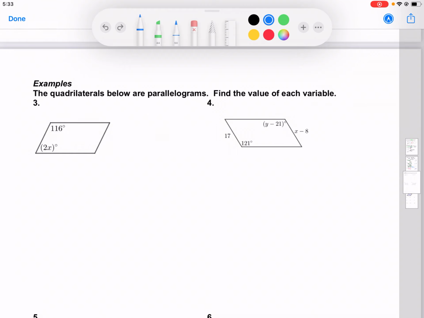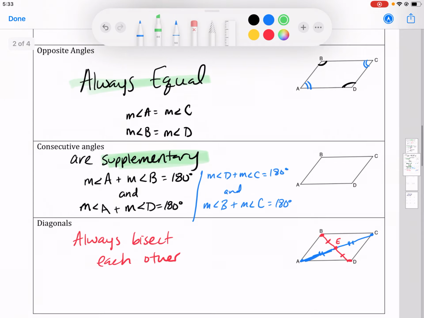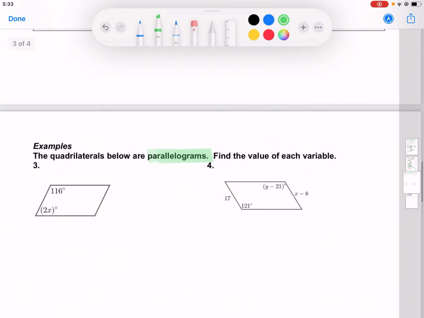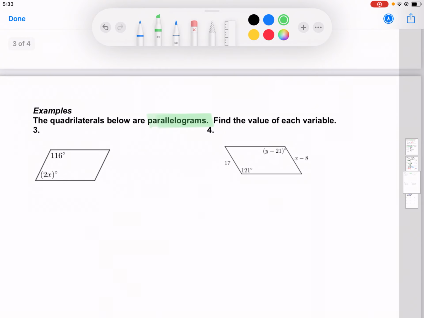Using a few of those quadrilateral properties, we're going to solve for variables. We're going to find the value of each variable. It's assumed that all of these are parallelograms, and that's important. Because they're parallelograms, we should be able to use any of these properties. Right now, it's important to know what we're dealing with.